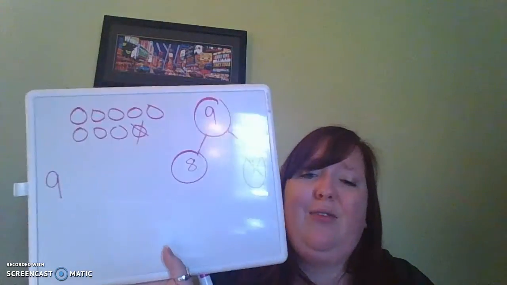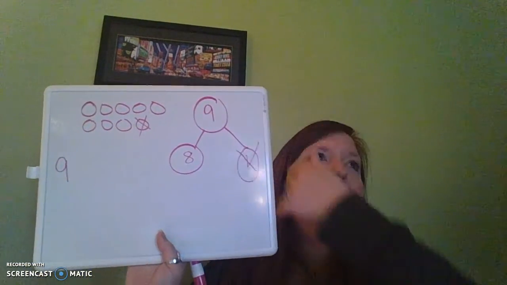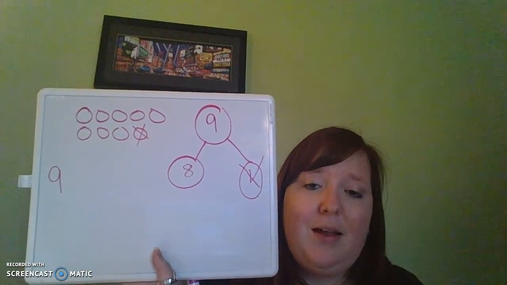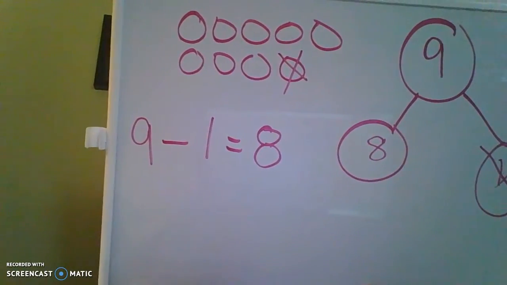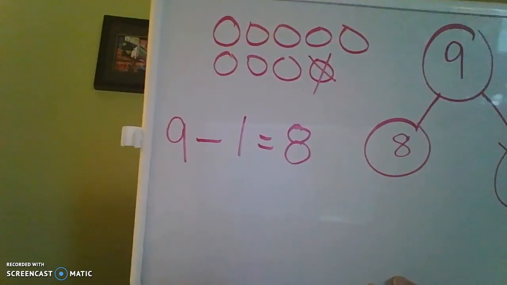So we start with the whole, which is 9. Now I'm taking away. So what do I need? Do I need a plus sign or a minus sign? Minus. So 9 minus 1 equals 8. So yours should look like mine. 9 minus 1 equals 8. Good job. Okay, let's do another one.